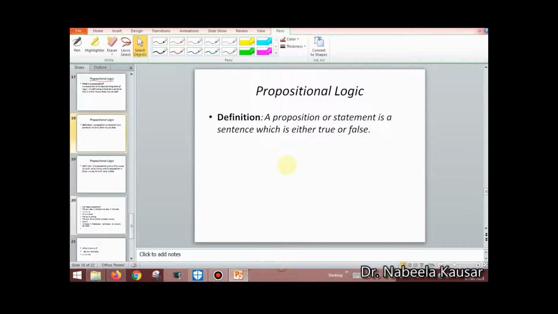Propositional logic has another definition. A proposition or statement is a sentence which is either true or false. A proposition may be a statement or it may be a sentence which is either true or false.